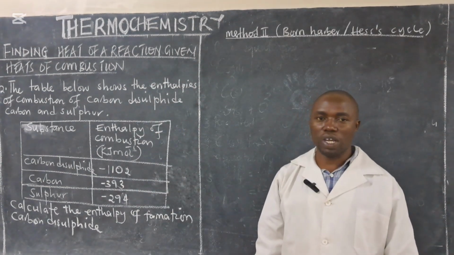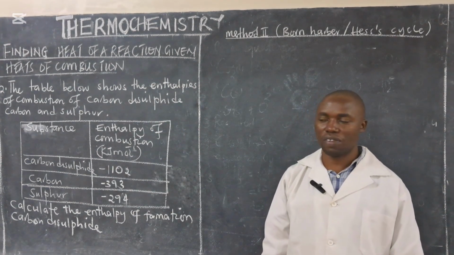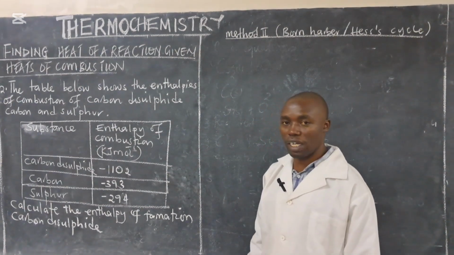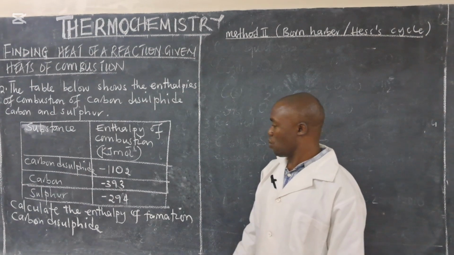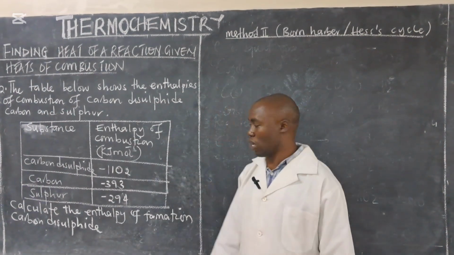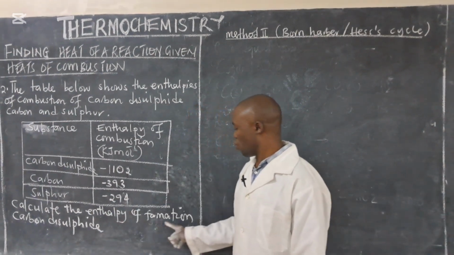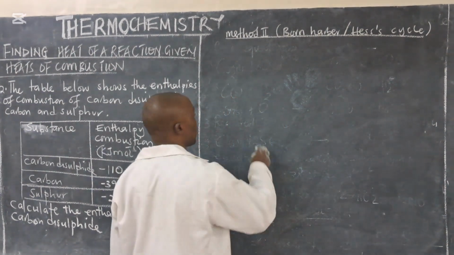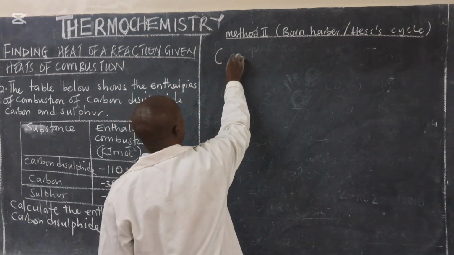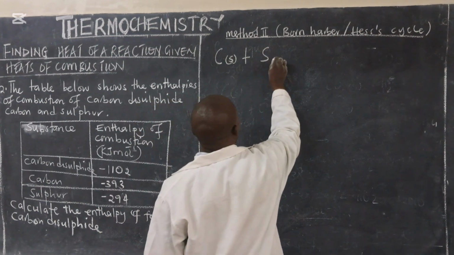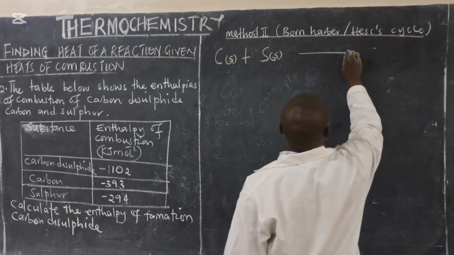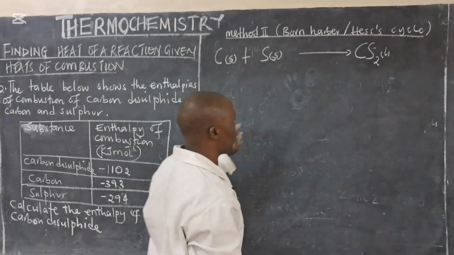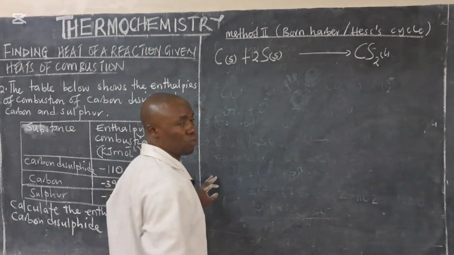In method 2, we are using the Born-Haber cycle or Hess cycle. We call it Born-Haber cycle, Hess cycle, thermochemical cycle, or enthalpy cycle. Now we just try to extract out what they want: calculate the enthalpy of formation of carbon disulfide. So I write the equation for formation of carbon disulfide. It's formed from carbon and sulfur, so we balance it with a 2 there.